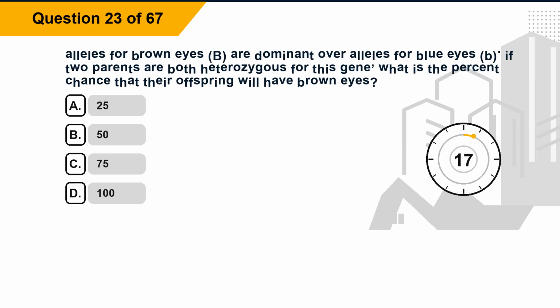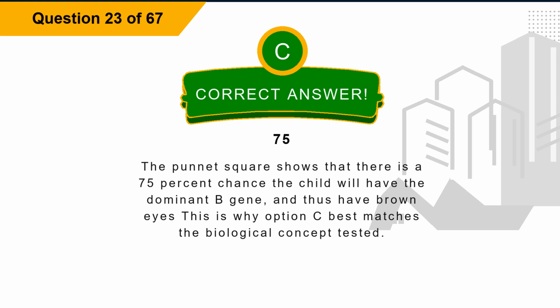Question 23. Alleles for brown eyes, B, are dominant over alleles for blue eyes, b. If two parents are both heterozygous for this gene, what is the percent chance that their offspring will have brown eyes? Option A, 25. Option B, 50. Option C, 75. Option D, 100. The correct answer is option C, 75. Explanation: The Punnett square shows that there is a 75% chance the child will have the dominant B gene, and thus have brown eyes. This is why option C best matches the biological concept tested.